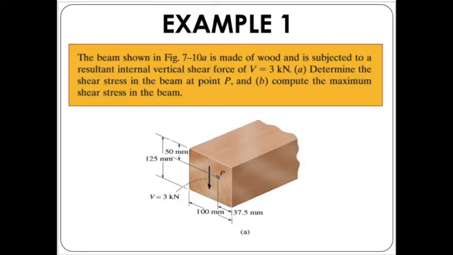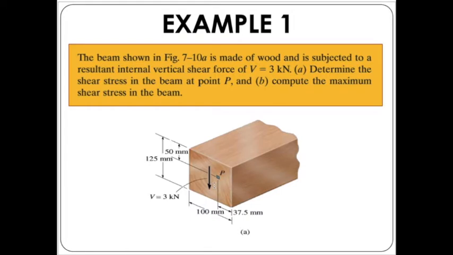So now we will look into example 1. The beam shown in the figure is made of wood and is subjected to a resultant internal vertical shear force of V equals 3 kN. Determine the shear stress in the beam at point P and compute the maximum shear stress in the beam. So you can see here, given in this figure, we have a wood beam, a wooden beam, where we are given the point P.